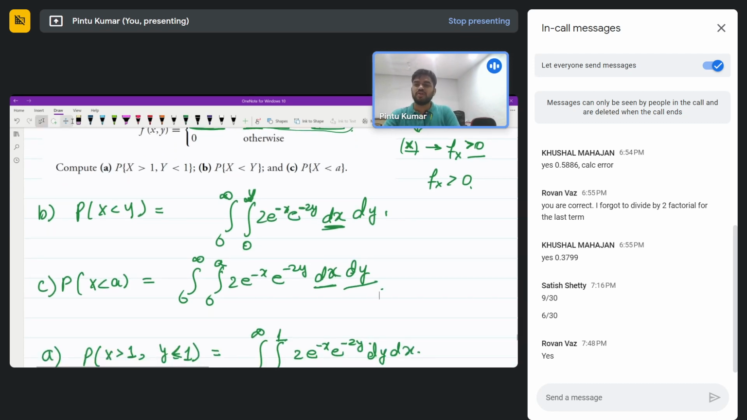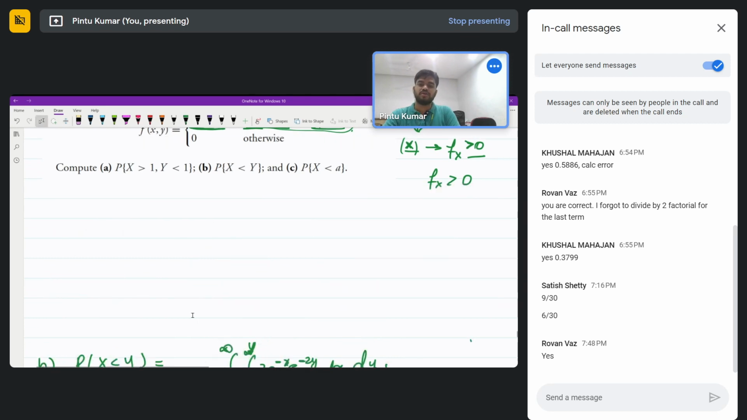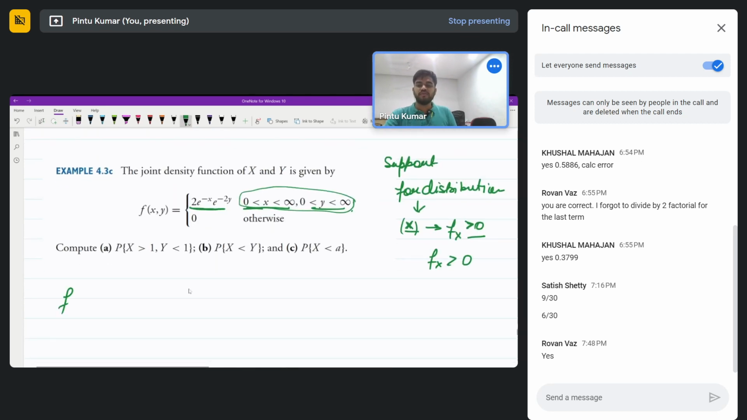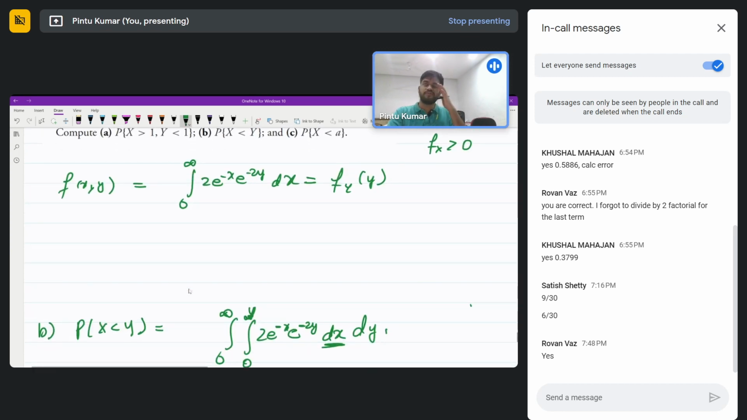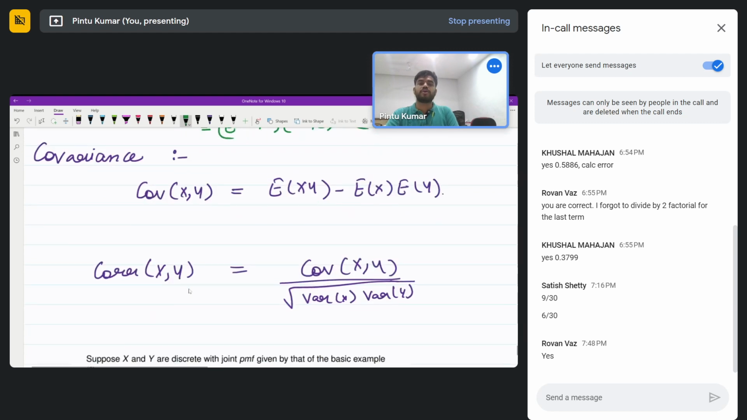And one more thing, just to mention: as this is f of x,y, if you would have integrated it with respect to x, let's say from 0 to infinity, you would have got f of y. That is the probability distribution function for your random variable y. Similarly, if you integrate with respect to y, you get the marginal with respect to your x function.